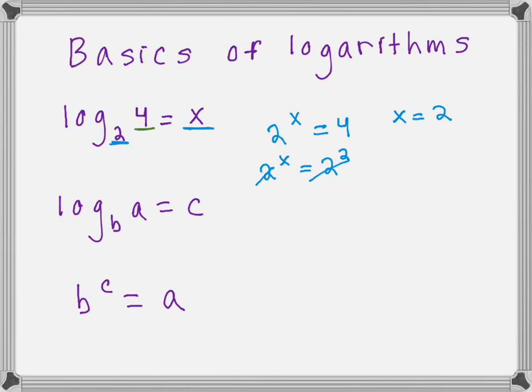Now if we look at this next example, what power does b need to be raised to get to a? So b to the power of c equals a. This is just the formula that you should always know. The b is going to go on the base, the c is going to be the exponent, and the a is going to be on the other side. That's something I want you to memorize, and we can also go backwards.